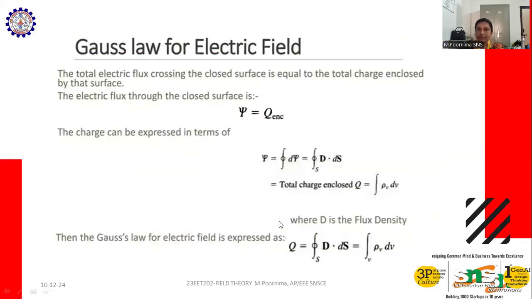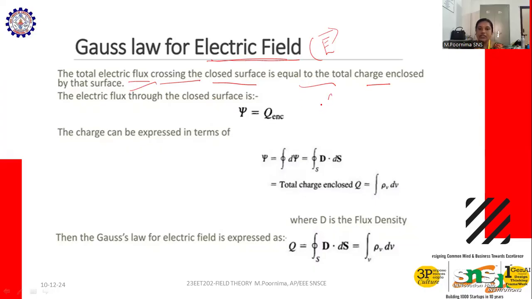Now, entering into Gauss law for field vectors. Here we are going to see Gauss law for the electric field, the electric field vector. The total electric flux crossing a closed surface is equal to the total charge enclosed by the surface.